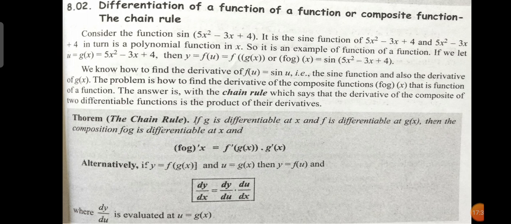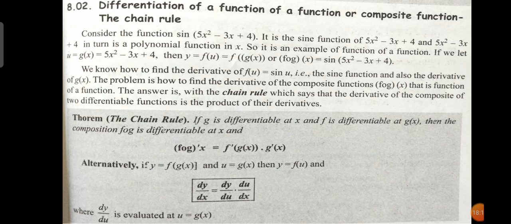And then differentiation of a function or a composite function, that is the chain rule. The chain rule is, if g is a function of x and is differentiable at x, and f is differentiable at g of x, then the composition f of g is differentiable at x, and f composition g dash of x is f dash of g of x into g dash of x. How will you differentiate a composition function, which is the chain rule?